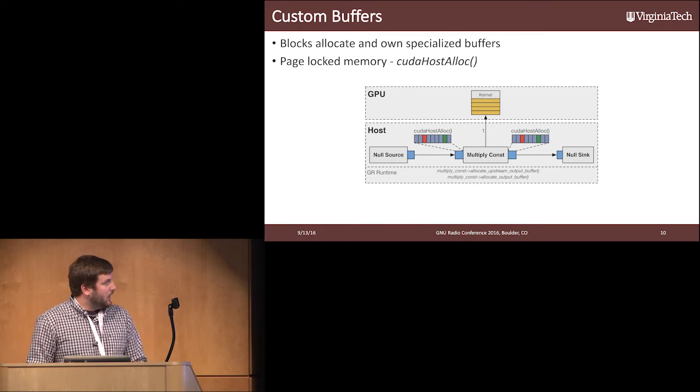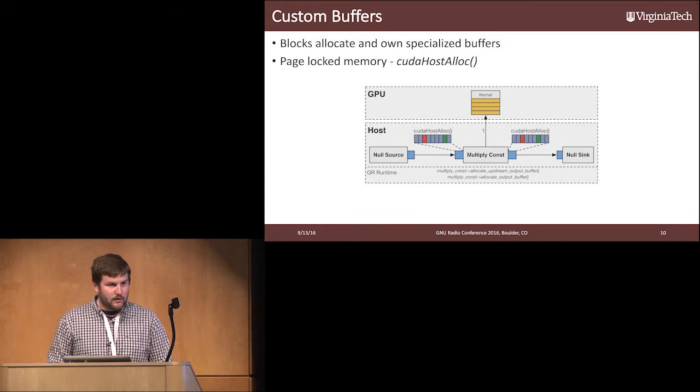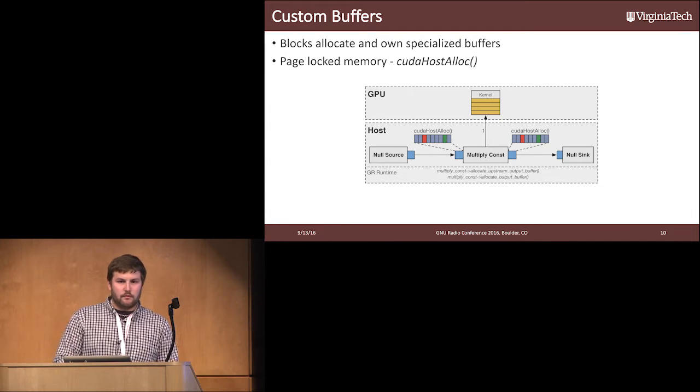So in this case, the null source can write directly to this CUDA buffer, and that CUDA buffer can be directly read by the GPU. There's no explicit memory copy that needs to happen from the GNU Radio buffer to the CUDA buffer.